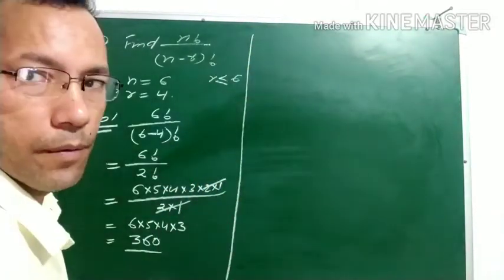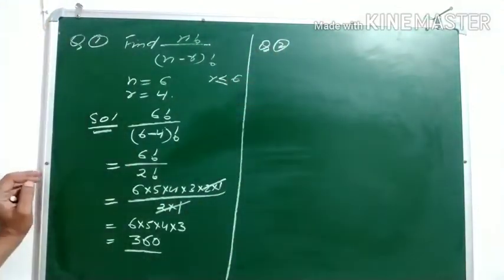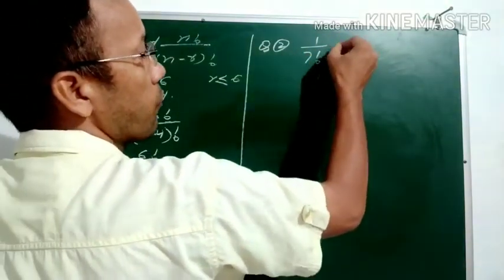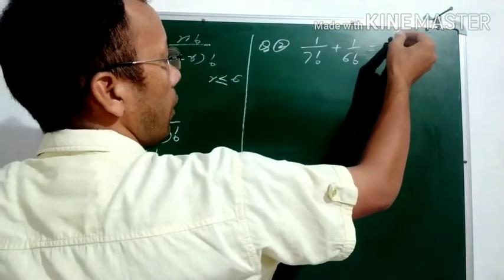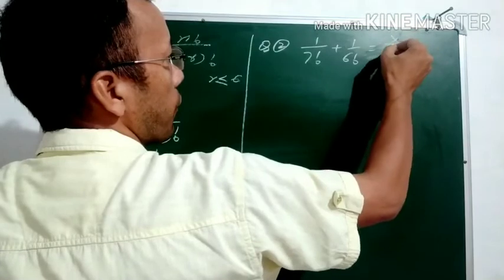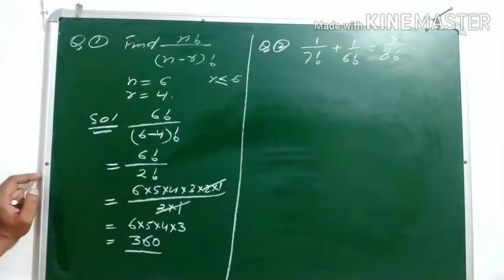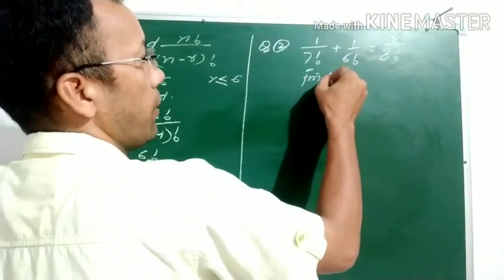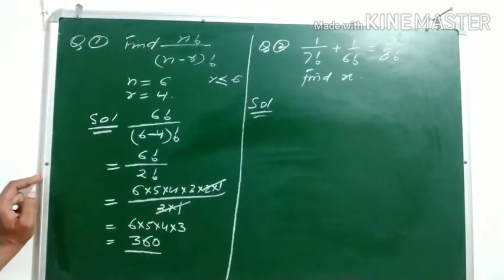Now another question I will solve: if I have 1 upon 7 factorial plus 1 upon 6 factorial is equal to x upon 8 factorial. This is basically an NCERT question. Now find out x. Now this is the solution for that.